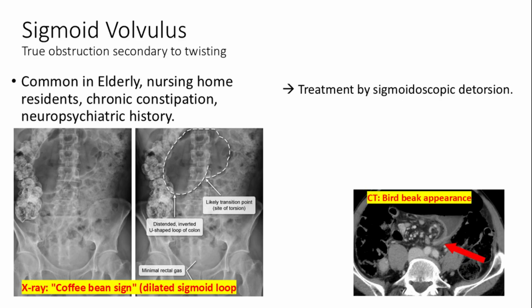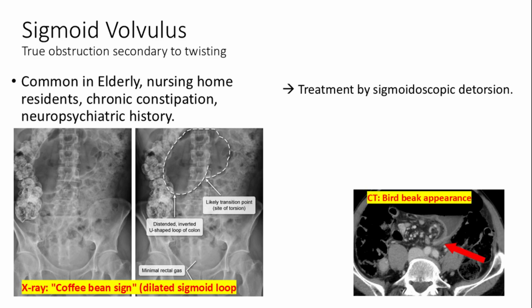On imaging, an abdominal X-ray may reveal the classic coffee bean sign, which represents a dilated, inverted U-shaped loop of the sigmoid colon, a hallmark feature of this condition. On CT scan, a bird beak appearance is seen at the point of torsion, where the bowel loops converge.